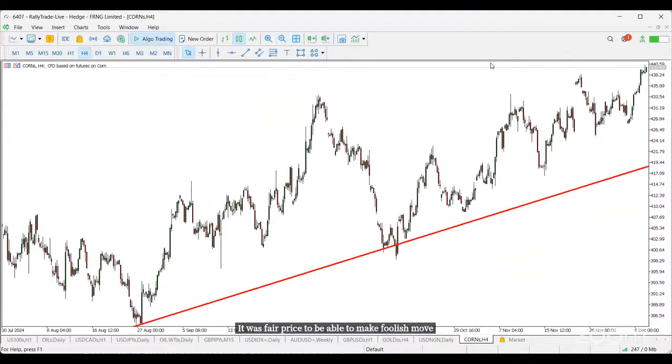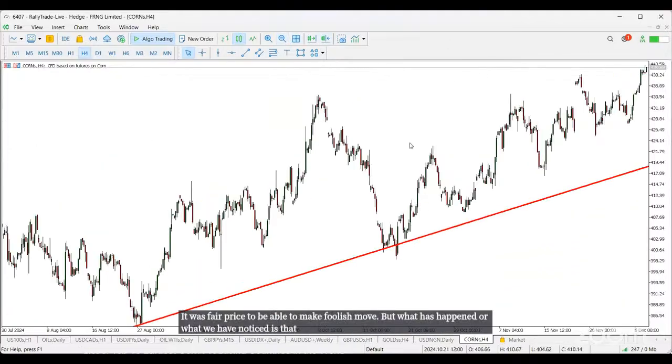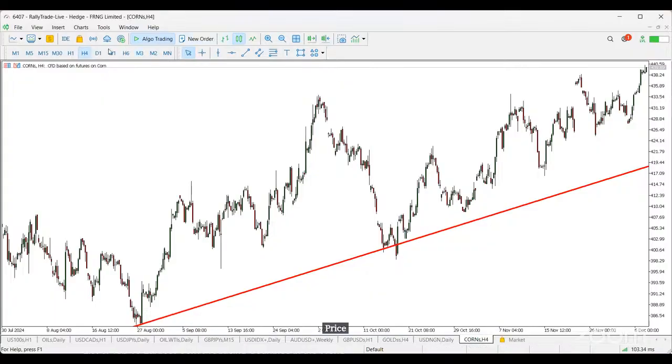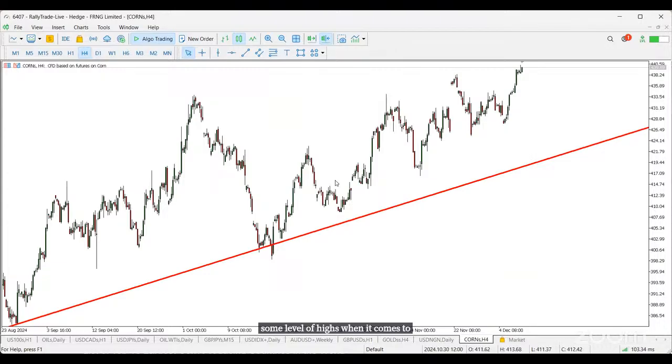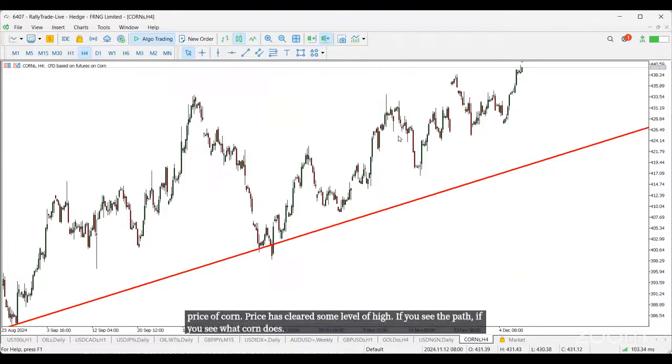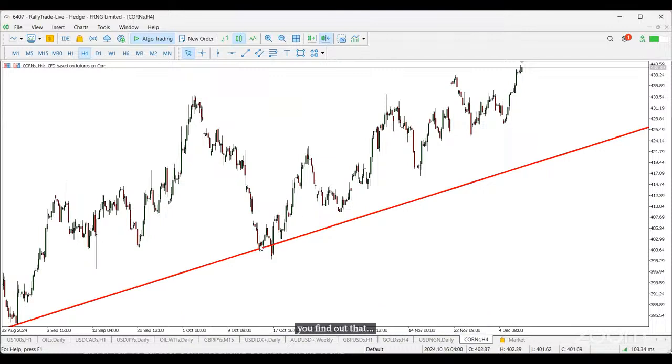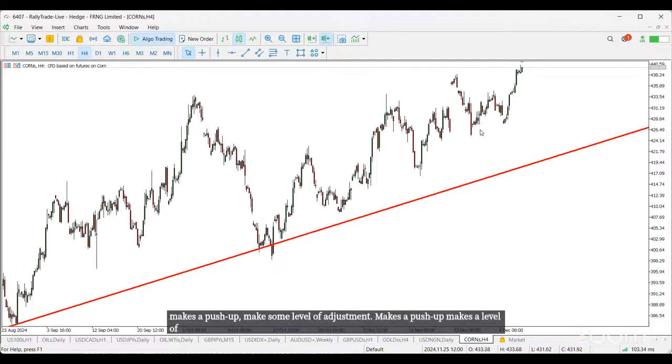But what we have noticed is that price has recently cleared some level of highs when it comes to the price of corn. If you see what corn does, you find out that after corn makes a push up, it makes some level of retracement, makes a push up, makes some level of retracement, makes a push up, makes a level of retracement, right? It has made another push up.